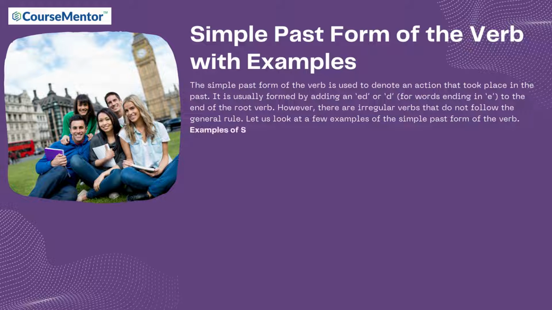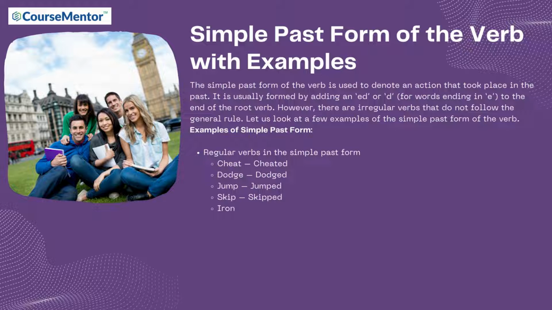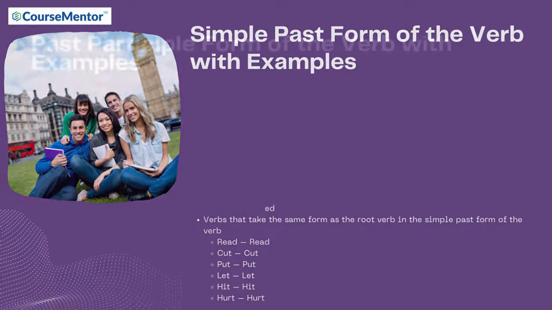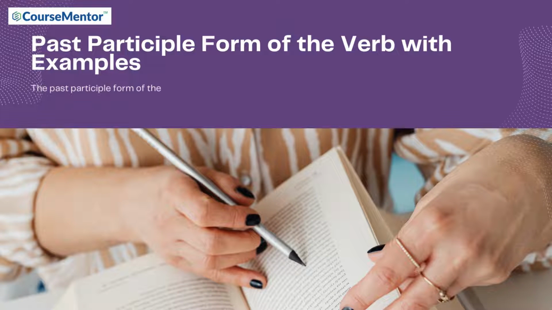Examples of simple past form. Regular verbs in the simple past form. Cheat, cheated. Dodge, dodged. Jump, jumped. Skip, skipped. Iron, ironed. Verbs that take the same form as the root verb in the simple past form of the verb. Read, read. Cut, cut. Put, put. Let, let. Hit, hit. Hurt, hurt.